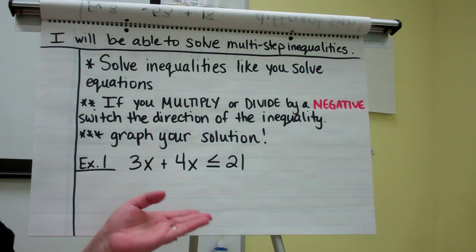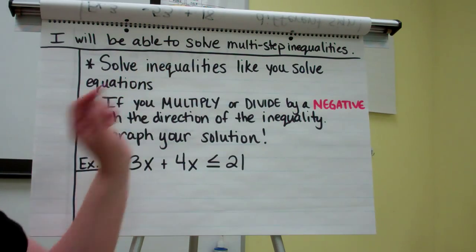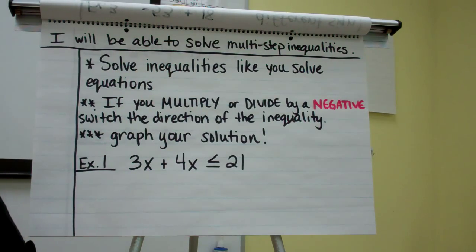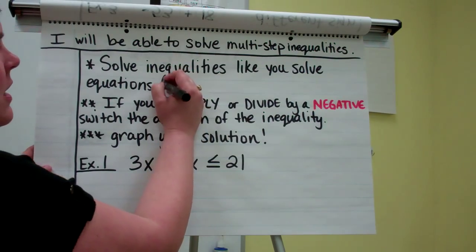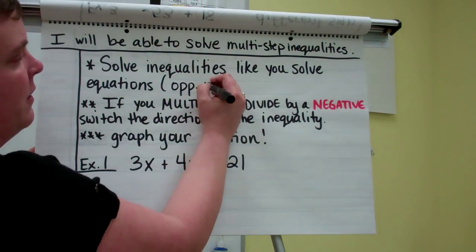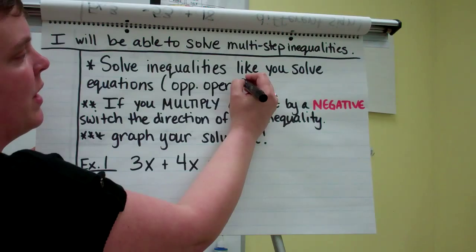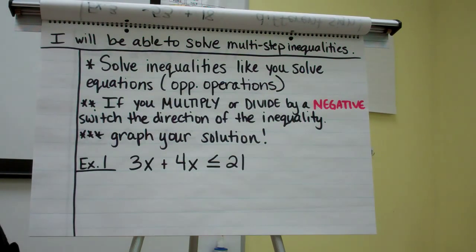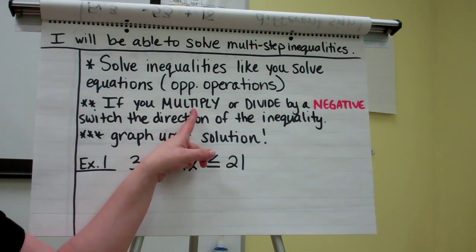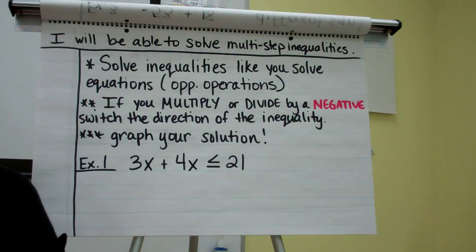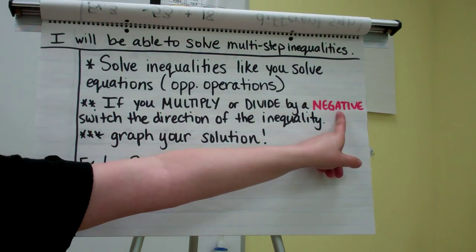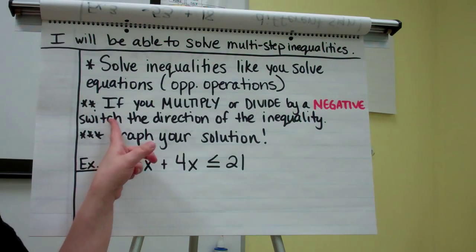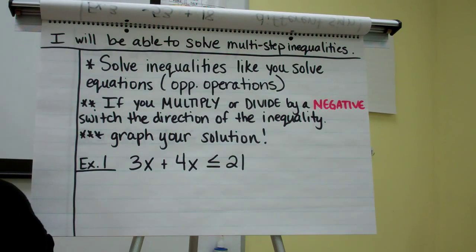Some things to remember about solving inequalities. You solve inequalities exactly like you would solve an equation. You use those opposite operations. So the opposite of addition is subtraction, the opposite of multiplication is division, all of that stuff. The one thing that you have to remember is if you multiply or divide both sides of your inequality by a negative number, you have to remember to switch the direction of the inequality symbol. Otherwise, you will not get a true statement.